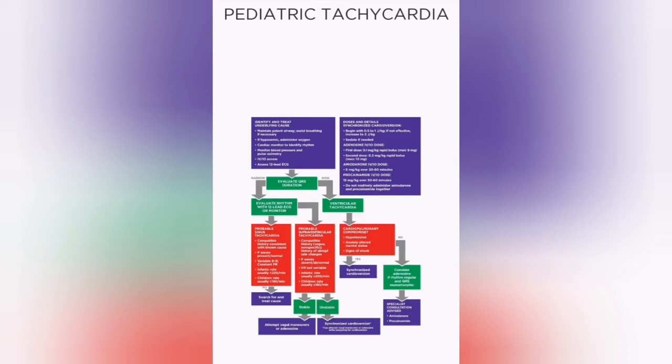In the start, if you find any feature that there is inadequate perfusion, like the blood pressure is low or capillary fill time more than 3 seconds, you have to start with synchronized cardioversion. Before giving adenosine, you have to start with 0.5 to 1 joule per kg of synchronized cardioversion.